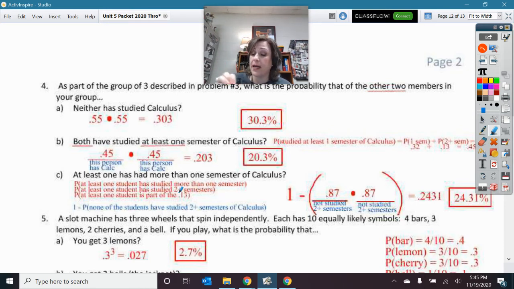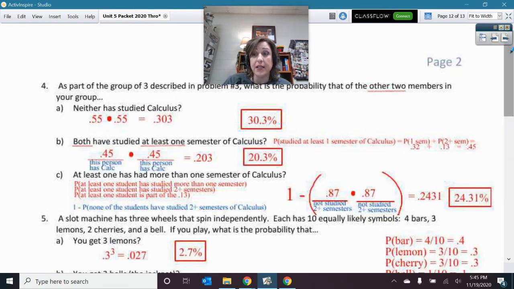So I need to do 1 minus the probability that neither of the two people are part of 13%. None of the 2 students studied 2 plus semesters. Probability that 1 minus the probability that none studied. So this one didn't study 2 plus and this one didn't study 2 plus. So that's 1 minus both of those.